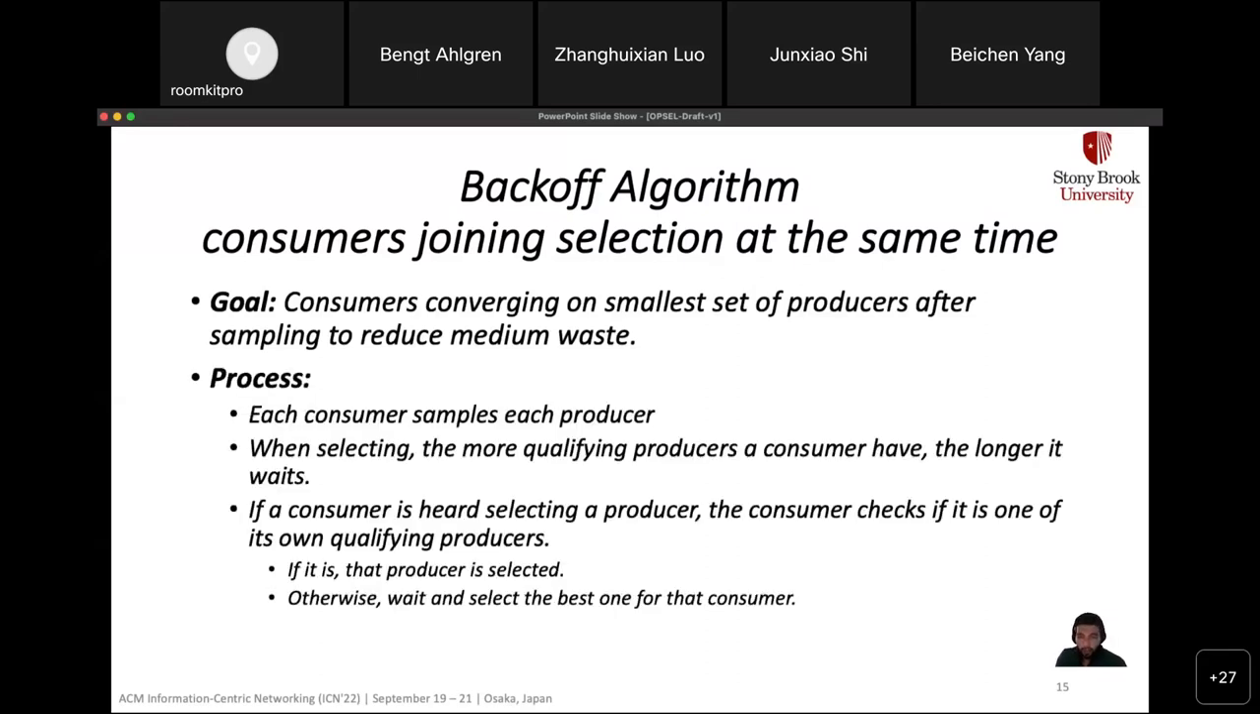So in our process, each consumer samples each producer. Then when selecting, the more qualifying producers a consumer has, the longer it waits. Essentially, a consumer that has more producer options to select from waits a little bit longer. If it hears another consumer selecting a producer, the consumer checks its own list to see whether the producer selected for that stream is a qualifying producer or not. If it is, that producer is also selected. Otherwise, it waits and selects the best one for itself.